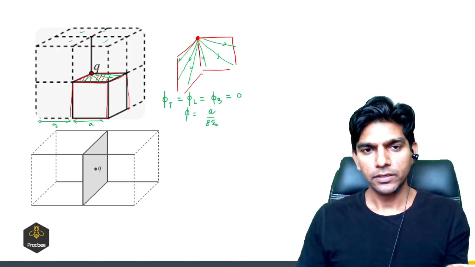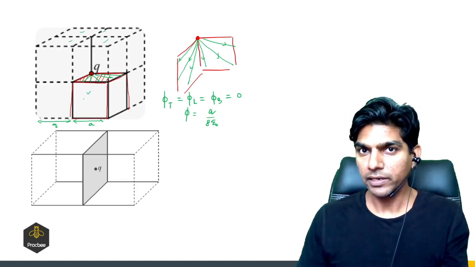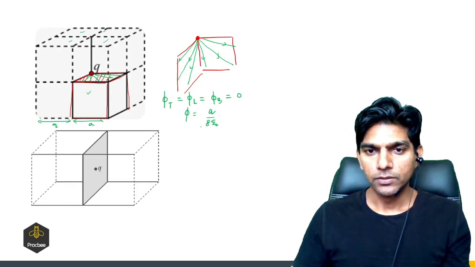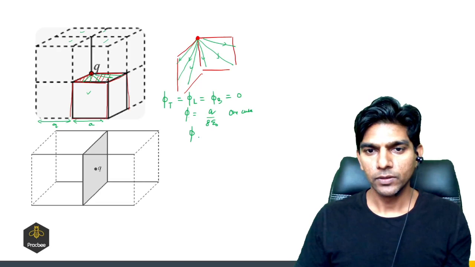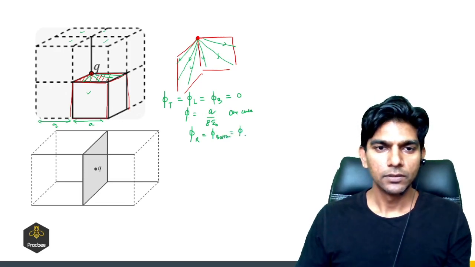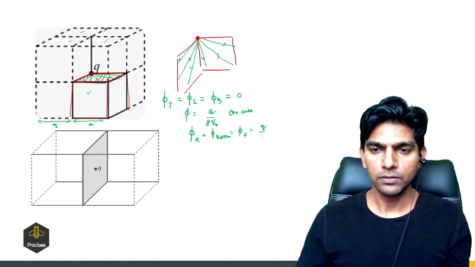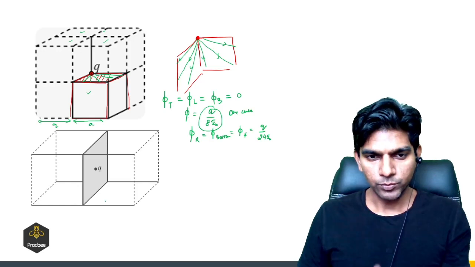Again, if I consider this particular cube, the front face, the right face, and the bottom face are symmetrically aligned with respect to the charge. So we can say they will share equal flux. This is the flux through one cube. So the flux linked with the right face will be the same as the bottom face, the same as the front face, right? And this will be equal to q upon 24 epsilon naught, 1/3 of this, right? Okay, right. So now let us see one more example.